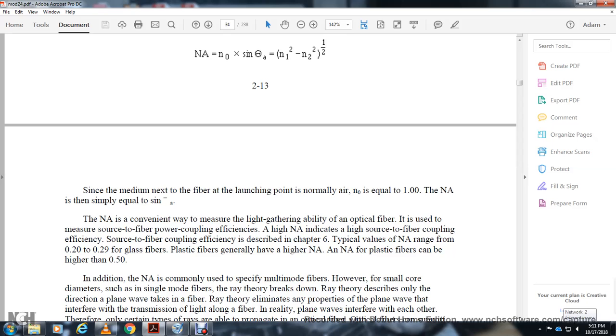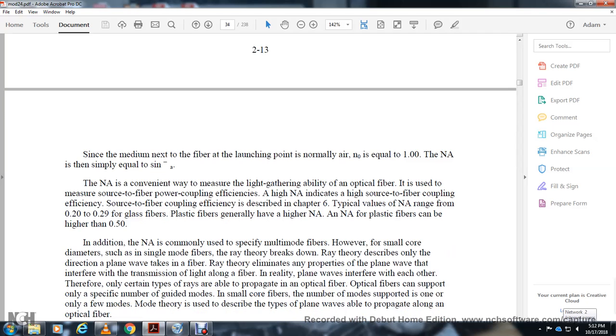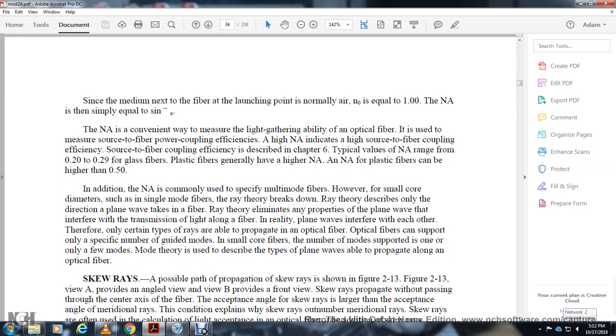You can use it to measure the fiber's power coupling efficiency. The higher the numerical aperture, the higher the fiber coupling efficiency. The coupling efficiency described in chapter 5 is high for glass fibers with a numerical aperture ranging from 0.20 to 0.29. Plastic fibers generally have a higher numerical aperture, which can be higher than 0.5. In addition, the numerical aperture is commonly specified for multimode fiber.